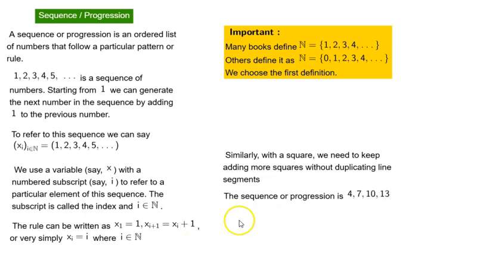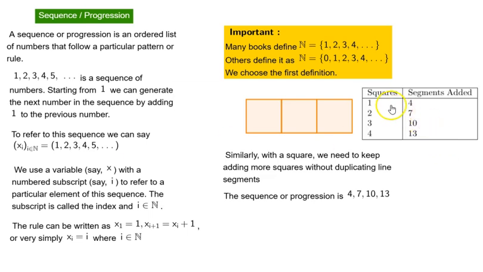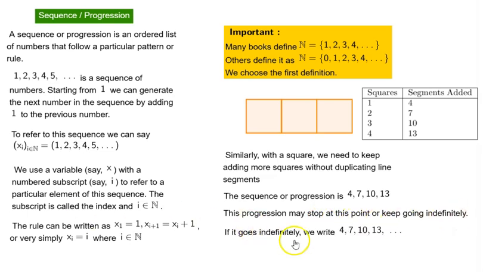So here the sequence of progression is 4, 7, 10, 13. We start with a square which has 4 line segments. To this, we add how many more? We need to add 3 more line segments to get the second square. Then 3 more for the third square, and so on. So again, in tabular form, we have 1 square, 4; 2 squares, 7; 3 squares, 10; 4 squares, 13 line segments. Again, this progression may stop at this point or keep going indefinitely. If it goes indefinitely, we write 4, 7, 10, 13, dot, dot.